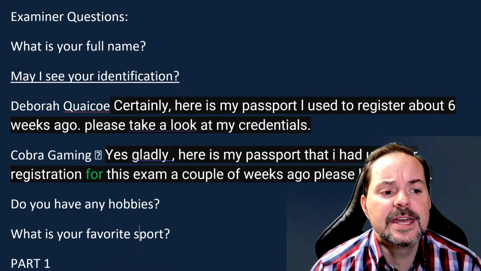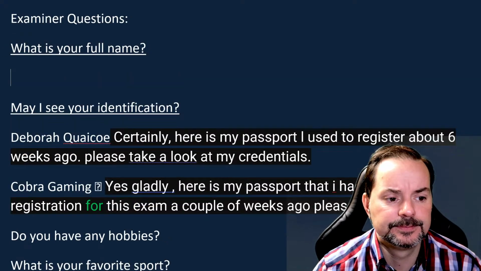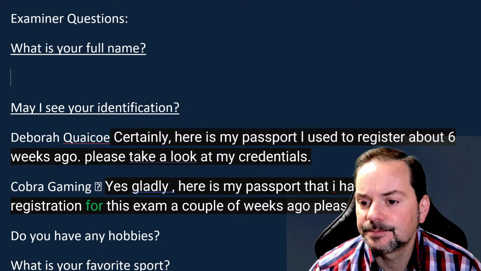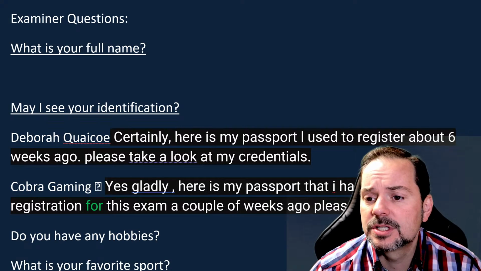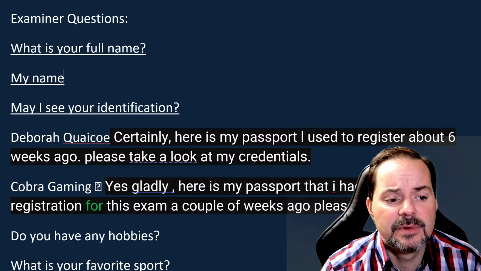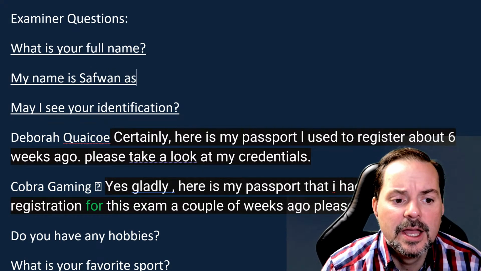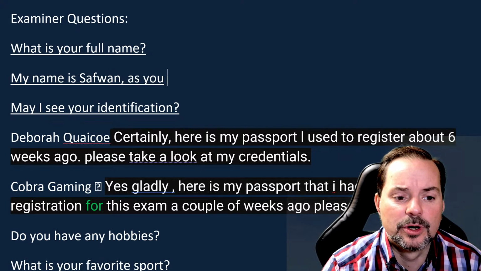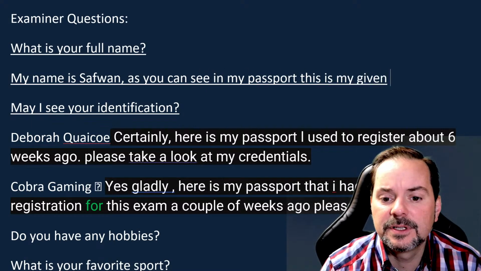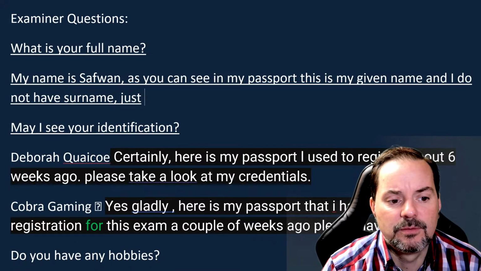All right, and then the next question that they ask while you're holding your ID is, what is your full name? So if you only have a single name, then you only give that name. So Safwan, if you only have a single name, then all you have to say is, my name is Safwan. As you can see in my passport, this is my given name, and I do not have a surname. Just call me Safwan.